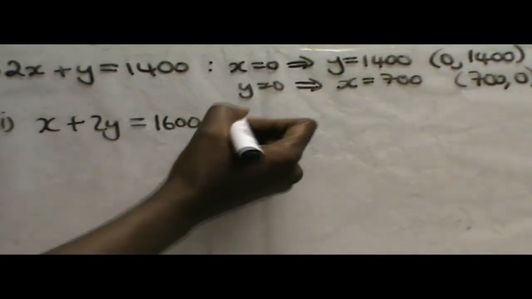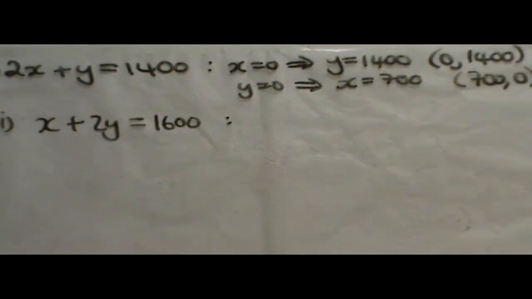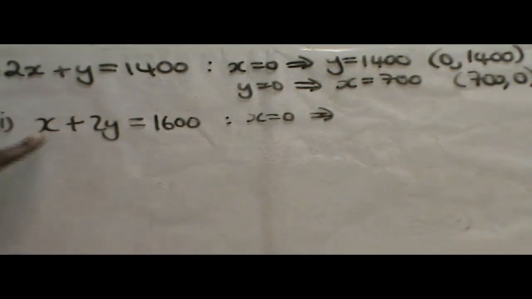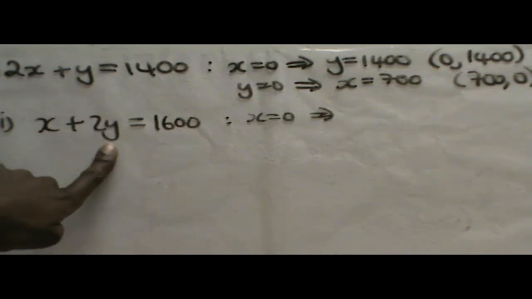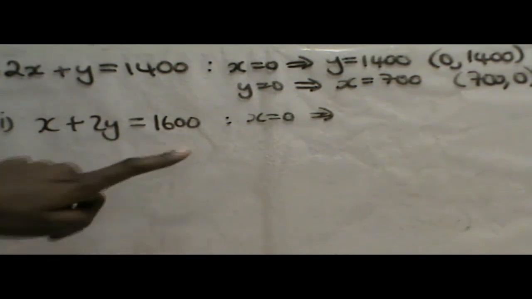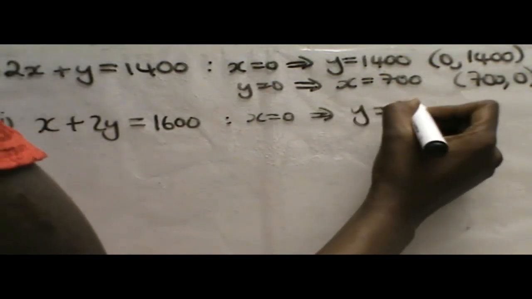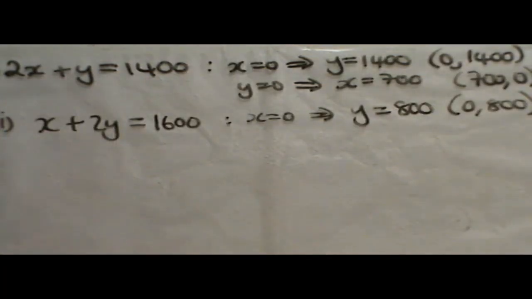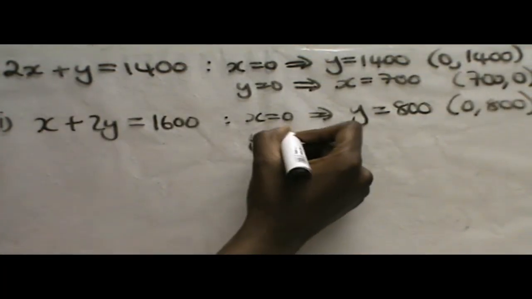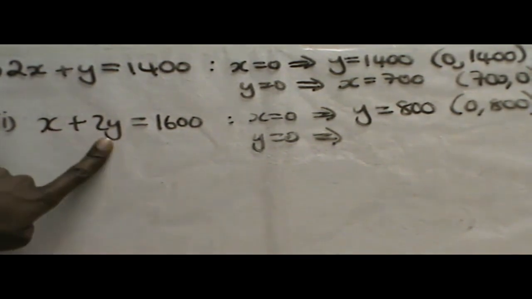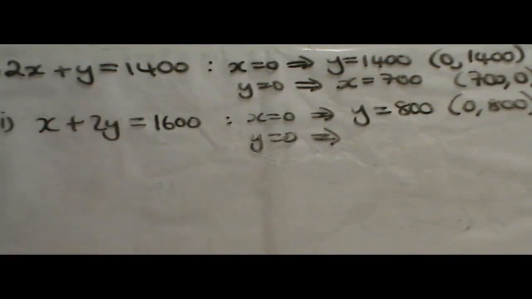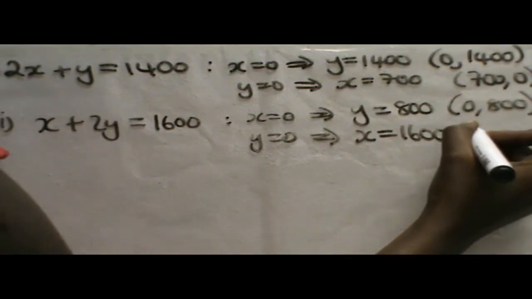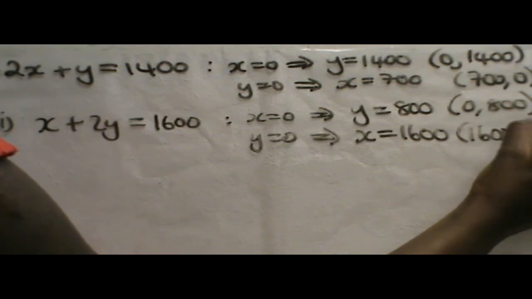Okay, so again, we look for the x and the y-intercept. So we say that x is equal to 0. So when x is equal to 0 here, I have 2 times y is equal to 1600, and that means y is equal to 800, and that means this point here is 0, 800. And then when y is equal to 0, that means x is equal to 1600, and then we have the point 1600, 0.